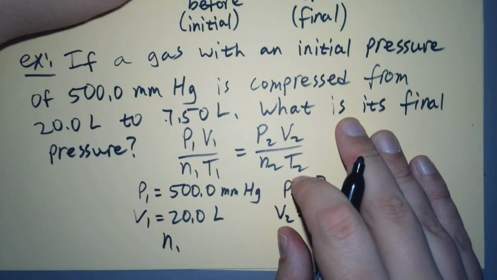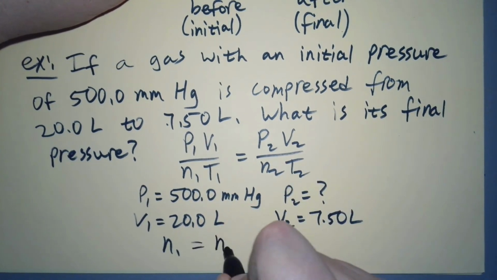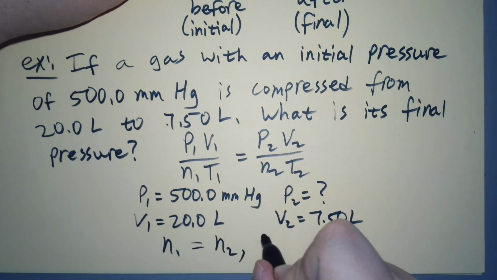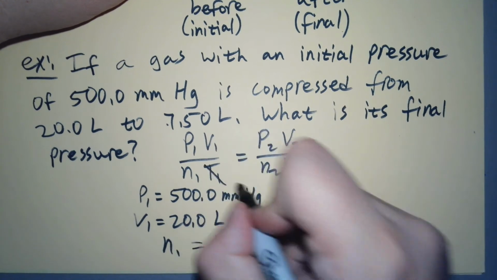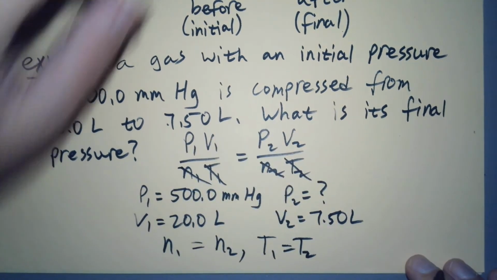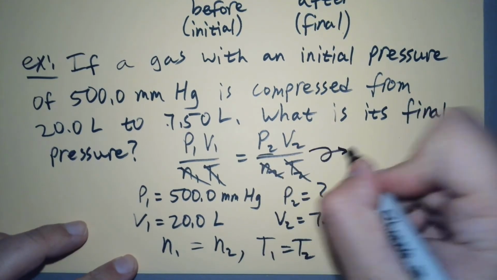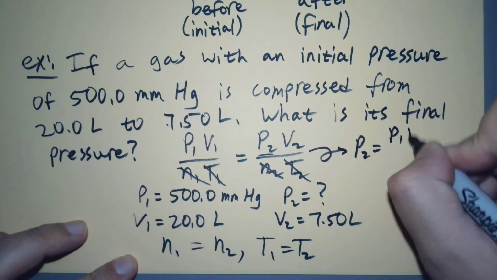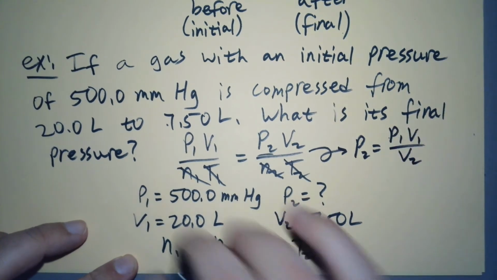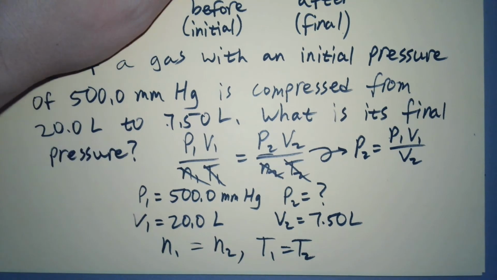If we're just compressing it, by the way, we can assume that we're not changing the number of moles of gas, and we're not changing the temperature either. And so we can cancel the temperatures, we can cancel the moles, and so we're left with this guy. We want to solve for P2, and so P2 is going to equal P1 V1 over V2. I just divide both sides by V2. A little bit of razzmatazz algebra there for you.